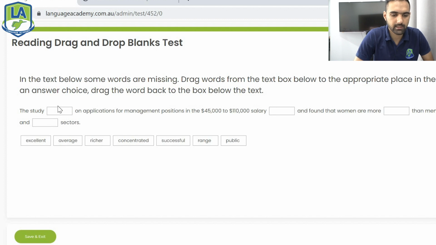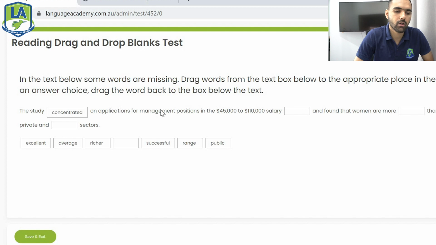The study excellent, the study average on, the study richer on, the study concentrated on, the study successful, or range of public. Concentrated. Why concentrated? Because this has already been conducted and they have also got the result. The study concentrated means focused on applications for management positions in the 45,000 to 110,000 salary what? They are giving us a figure of how many applications they received for management positions in the 45,000 to 110,000 salary what?